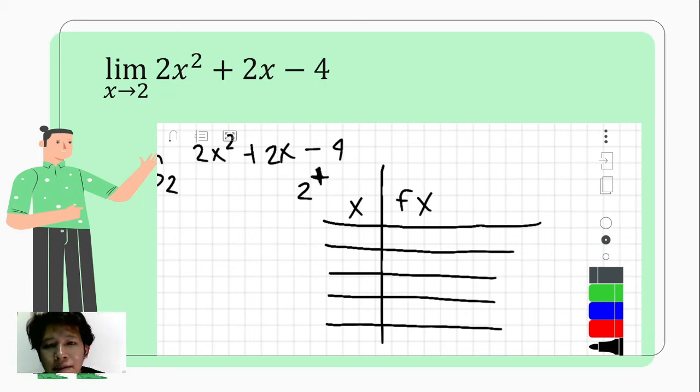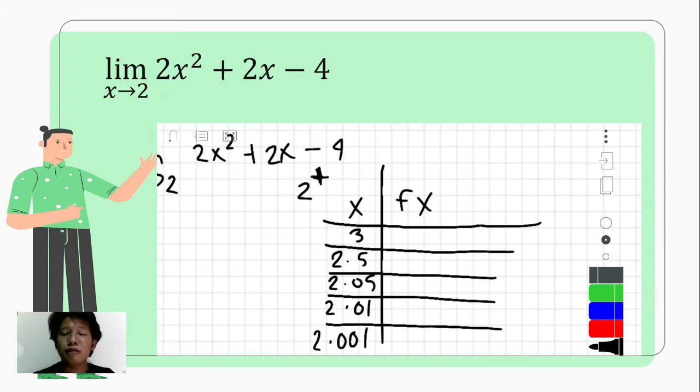Okay, so we have the values of x from the right of 2, so that would be 3. Then we get closer and closer to 2, so that would be 2.5. We have 2.05. We would also have 2.01. So it is getting closer and closer, and we would also have 2.001. If you want 2.00001 so it is extremely close, then you may have it.